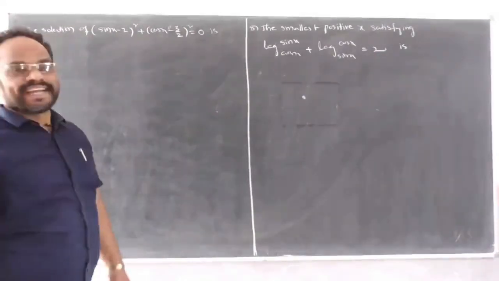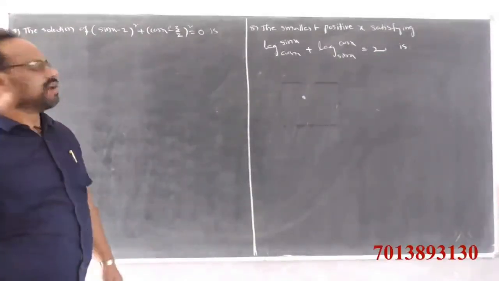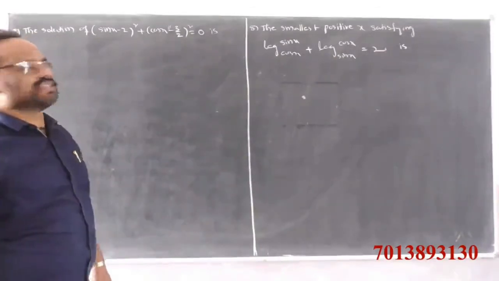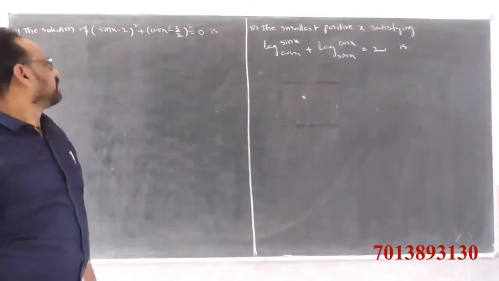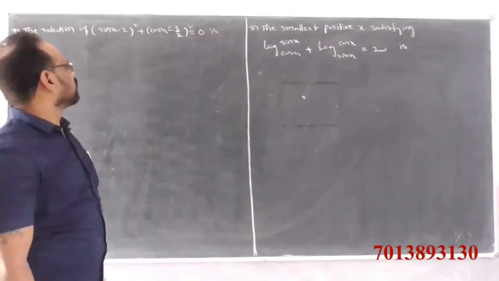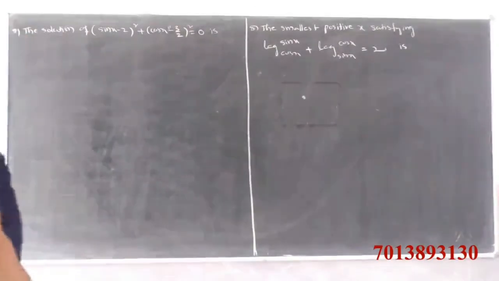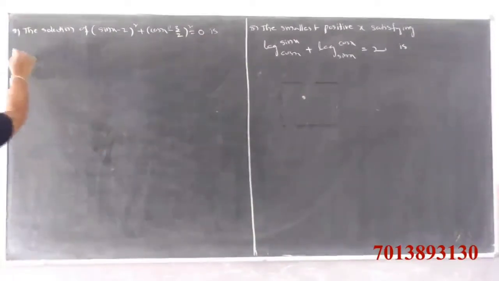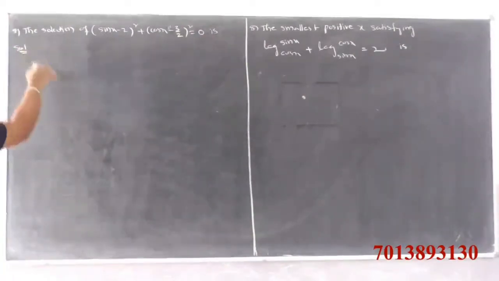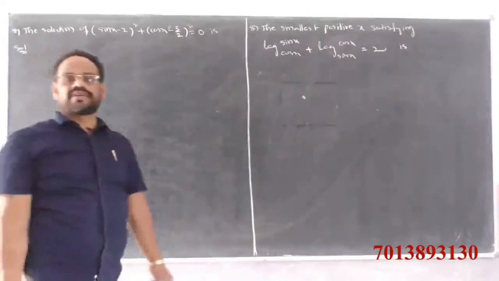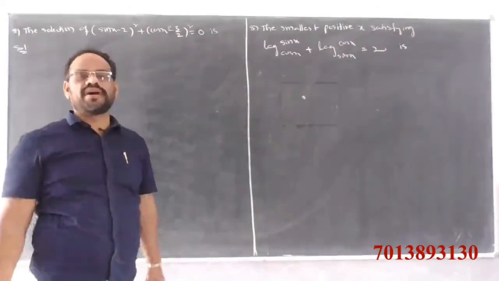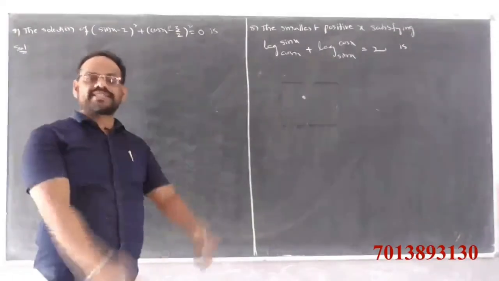The solution of (sin x minus 2) whole square plus (cos x minus 3 by 2) whole square is equal to 0. We want the solution. How do we know that (a minus b) whole square is equal to? (a minus b) whole square is equal to a square plus b square minus 2ab.